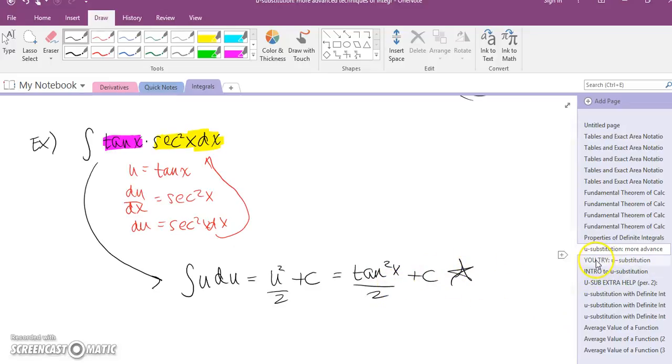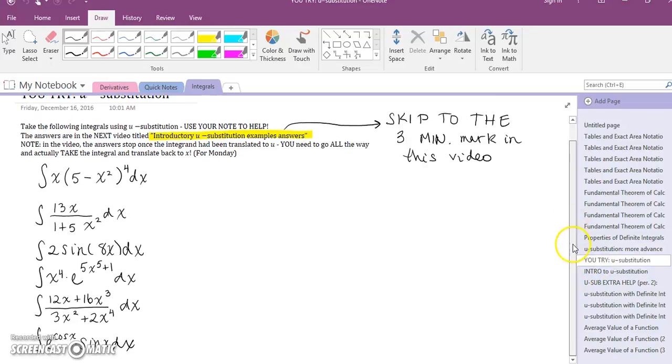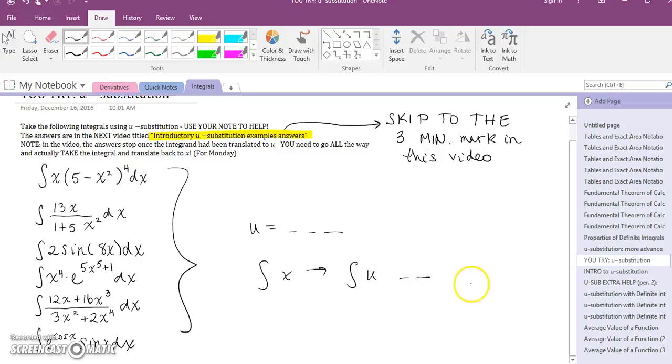Okay, your homework for Monday is I have these 6 problems, these wonderful u-sub problems for you. I want you to do the whole process for these. So define u, translate your integral from x's to u's, and then go back to x plus c at the end. I'm going to put up this video here, which is going to have the answers to these problems. However, this is a video from last year, and I basically stopped here. You're going to go all the way and take the antiderivative and go back to x talk.